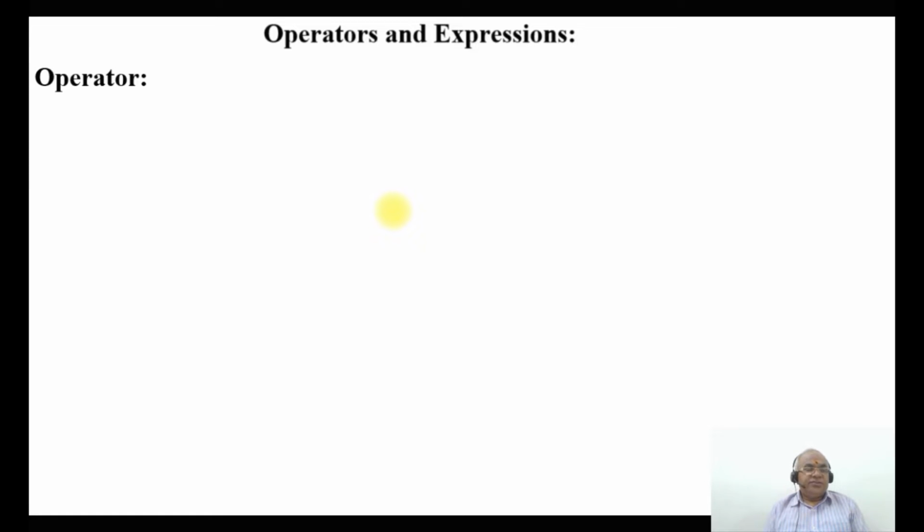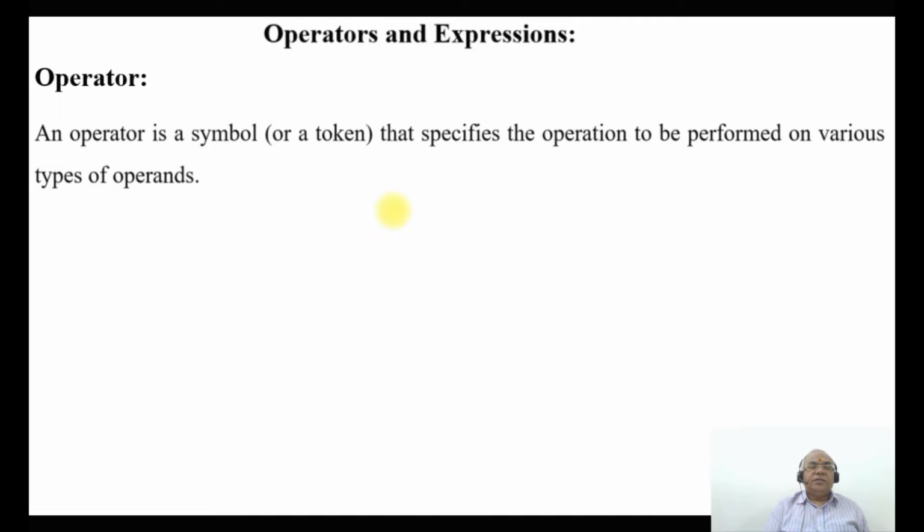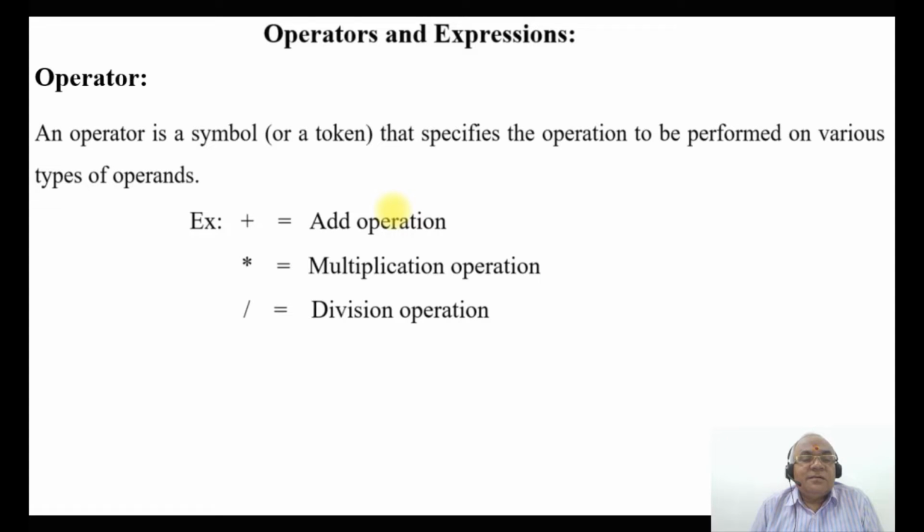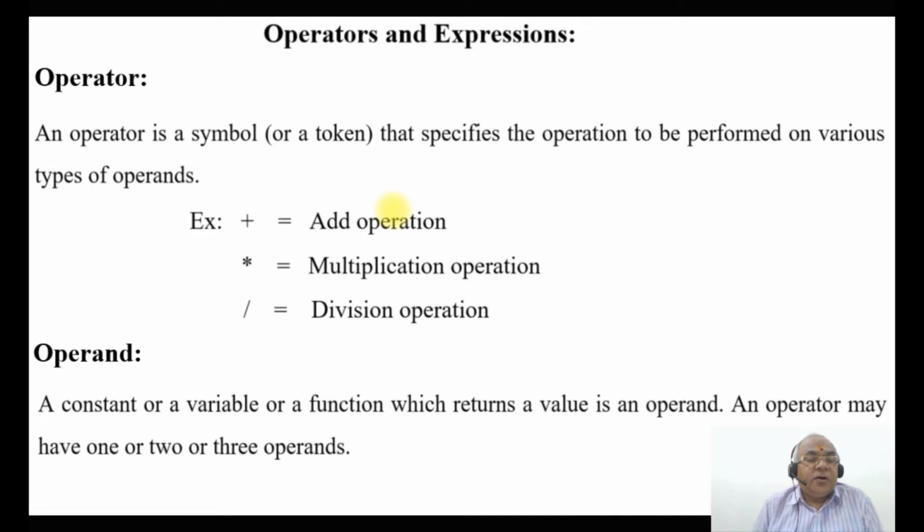Now, what are operators and expressions? An operator is a symbol or a token that specifies the operation to be performed, and there are various types of operands. For example, plus is the add operation, star is the multiplication operation, and the front slash is the division operation. For operand, a constant or a variable or a function which returns a value is an operand. An operator may have 1, 2, or 3 operands.